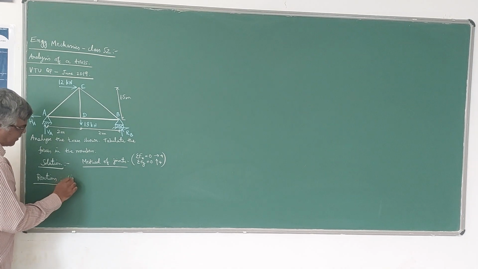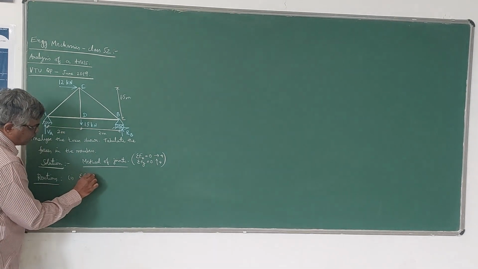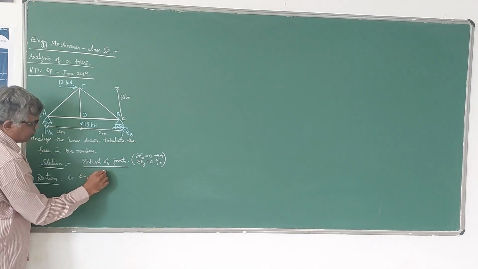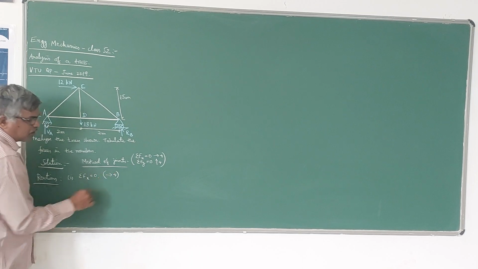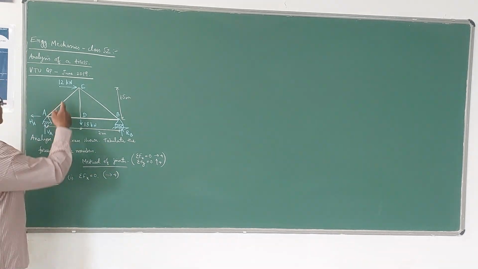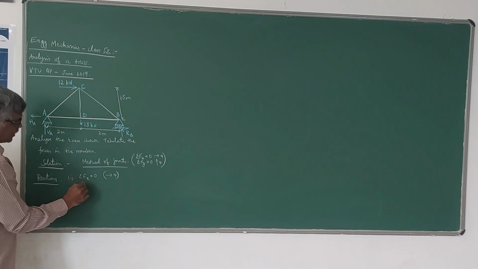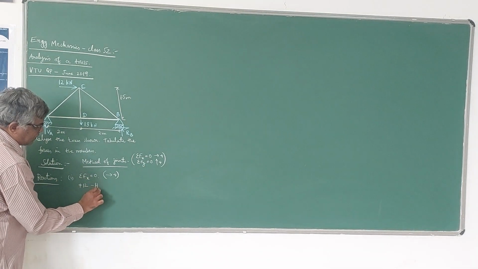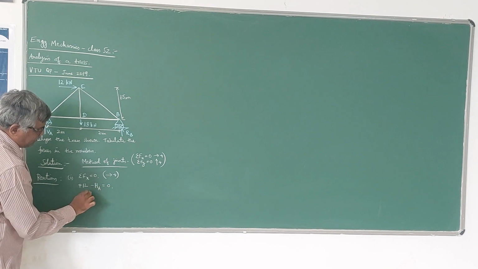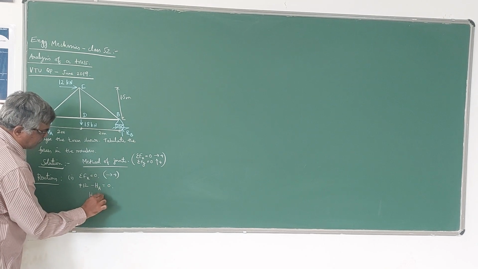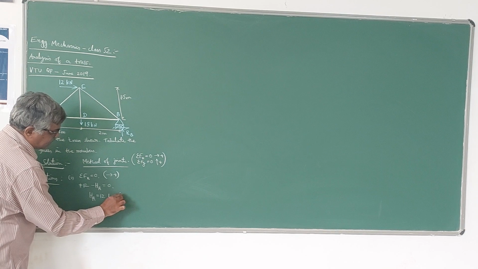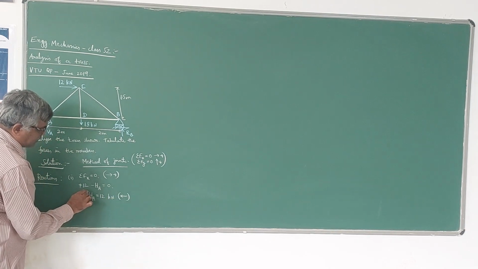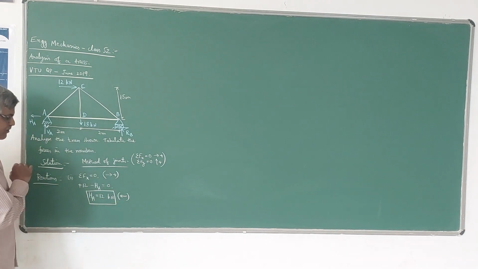First I will use sigma Fx equal to 0 for the entire truss, treating forces acting towards right positive, left negative. So 12 kN is acting towards right, it is plus 12. HA I have taken in the opposite direction. Therefore HA is 12 kN and the assumed direction is correct, since we have got the positive value.